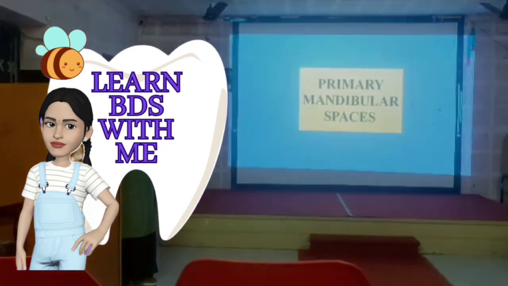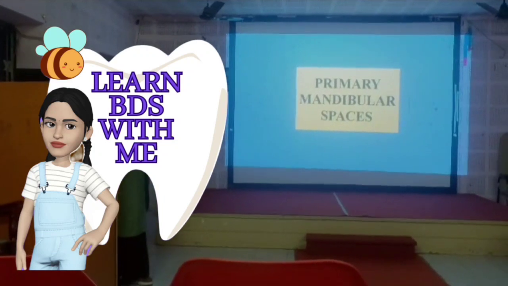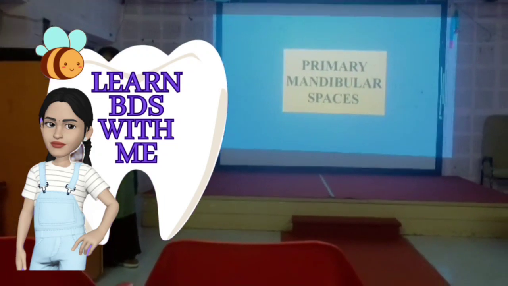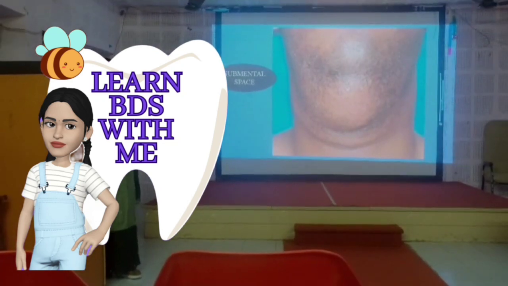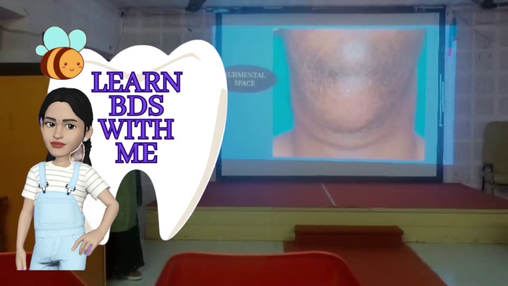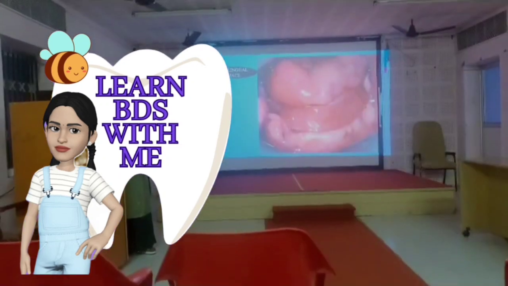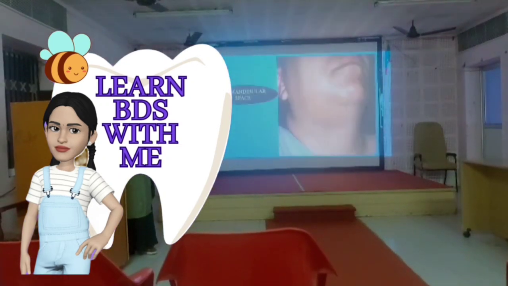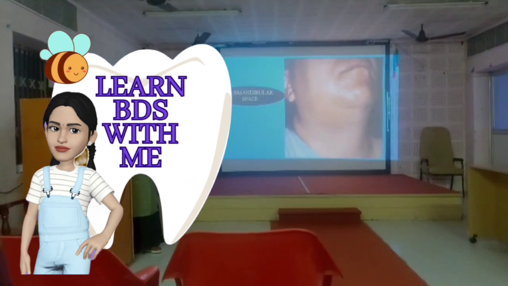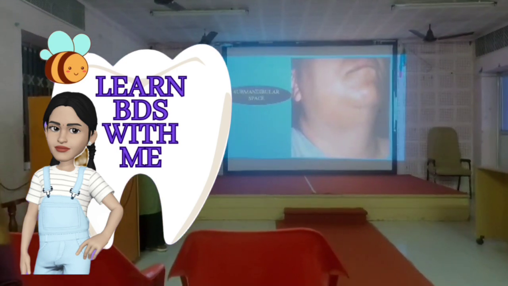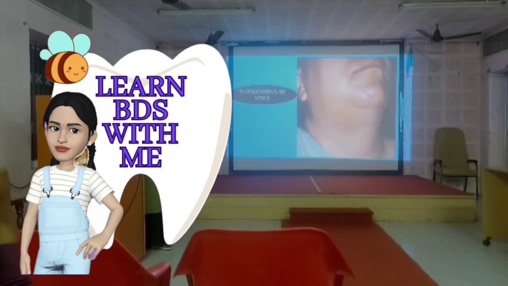Next is primary mandibular spaces. So here mandibular teeth are the main foci of infection. First is the submental space, where over the chin region a small swelling can be seen. Next is sublingual space, where tongue movement is disturbed because of this. Next is the submandibular space, where a cone-shaped swelling can be seen involving the lower border of the mandible, and up to the hyoid bone can be involved.